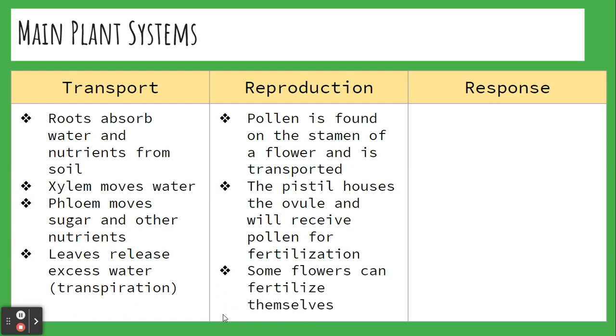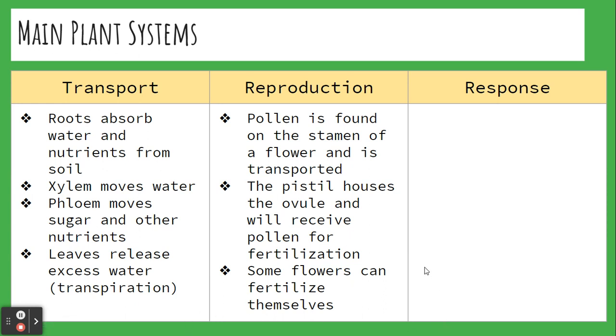Of course, as I mentioned before, there are some flowers that can fertilize themselves. A good majority of them can, which means that they contain both the male and female parts. There are some that do not. And so, of course, when you're in that situation, you would need to have multiple plants around where one plant can fertilize the other so that way more plants can form.